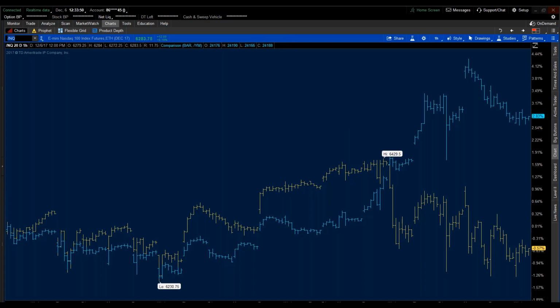Hey, Gary. So Gary's asking the difference between the overlay chart like this and the earlier just NQ minus YM. There's no difference. It's just a different way of looking at it.